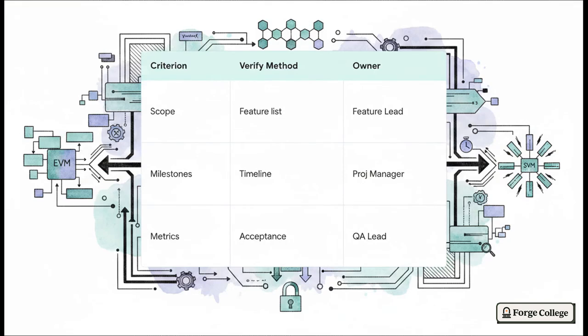And to enforce this, we use an explicit accountability matrix. Every single acceptance criterion has a dedicated verification method and an assigned role. So, the feature lead verifies the scope, the project manager ensures milestones are hit, and the QA lead signs off on the success metrics. It's about total clarity and total accountability across the board.